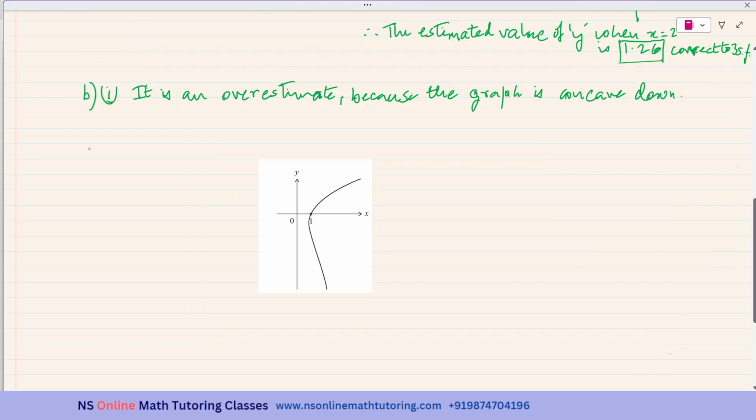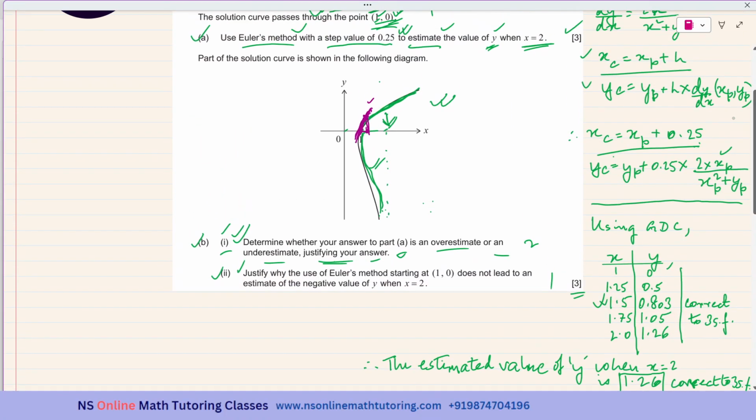Okay. For this subpart BII, let me show you the question first of all. Justify why the use of Euler's method starting at 1, 0 does not lead to an estimate of the negative value of y when x equal to 2. That is what I was saying, that when x equal to 2, you will be having two values of y. One will be positive and one will be negative, on the downside below the x-axis. So we had to say why Euler's method is giving us the positive value of y and not the negative value of y.